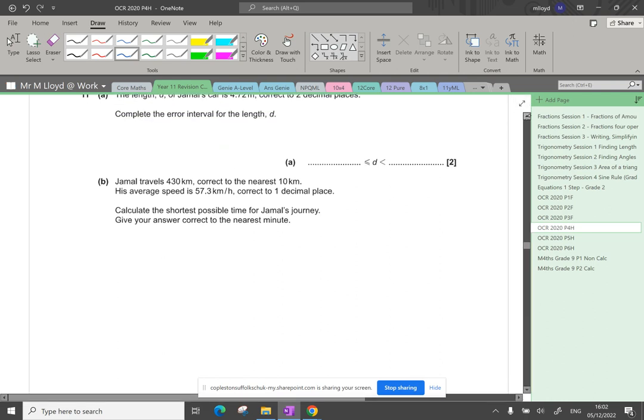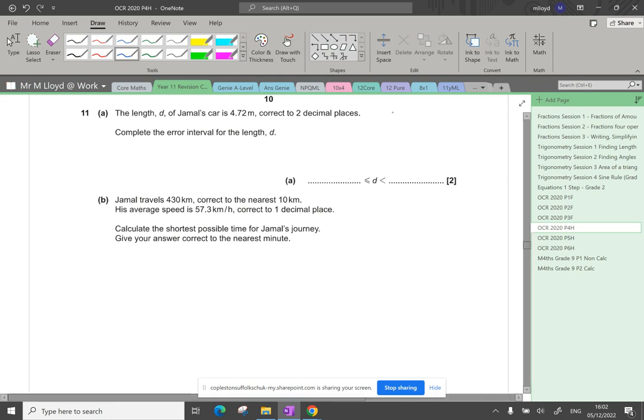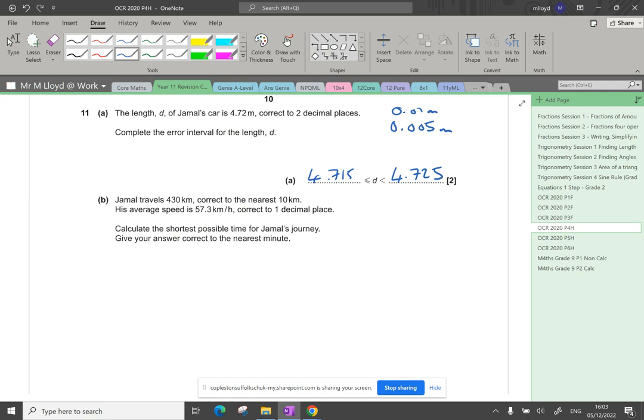Okay, question 11a. The length D of Jamal's car is 4.72, corrected to 2 decimal places. So 2 decimal places is actually going to be 1 centimetre or 0.01 metres. If you halve that, that's going to be 0.005 metres. Add that to the value, gives you the upper bound, subtract it from the value, gives you the lower bound. Happy with that?